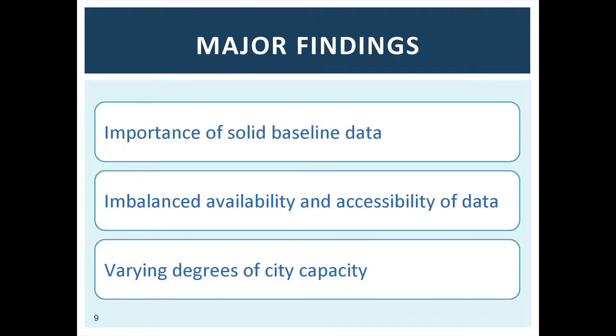So we have a certain set of major findings that we were able to identify through our development of this instrument. The first is that it's really critical to have solid baseline data that's easily accessible and reliable. And without that solid baseline data, it becomes very difficult to identify where there are parallels between these two areas. And that really gets to our second point, which is that there currently is an imbalance in availability and accessibility of data when comparing food systems to stormwater management.